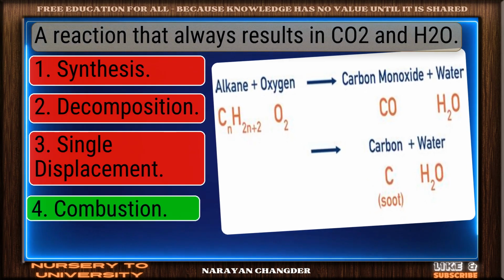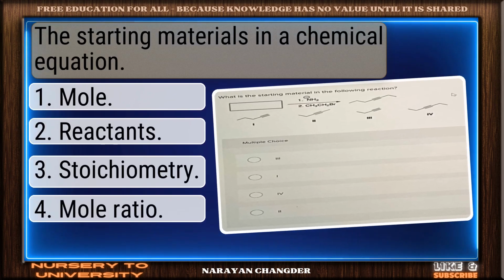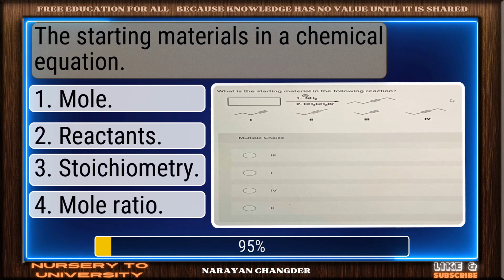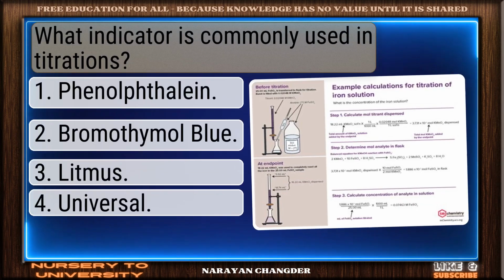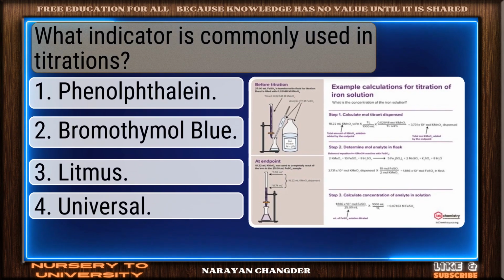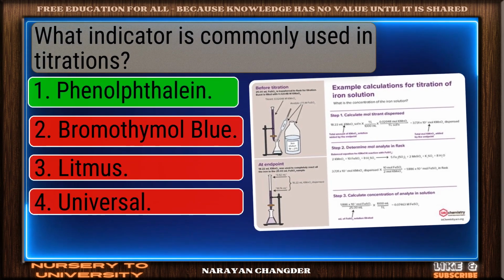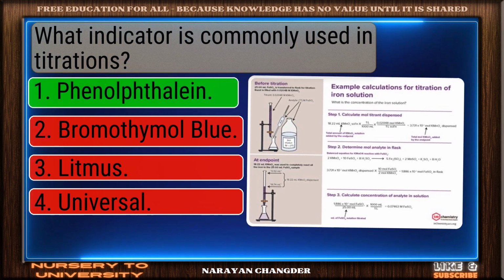Nice work. You chose combustion, and it is correct. The starting materials in a chemical equation. Perfect. Reactants is the correct choice. What indicator is commonly used in titrations? Well picked. Phenolphthalein is the correct answer.